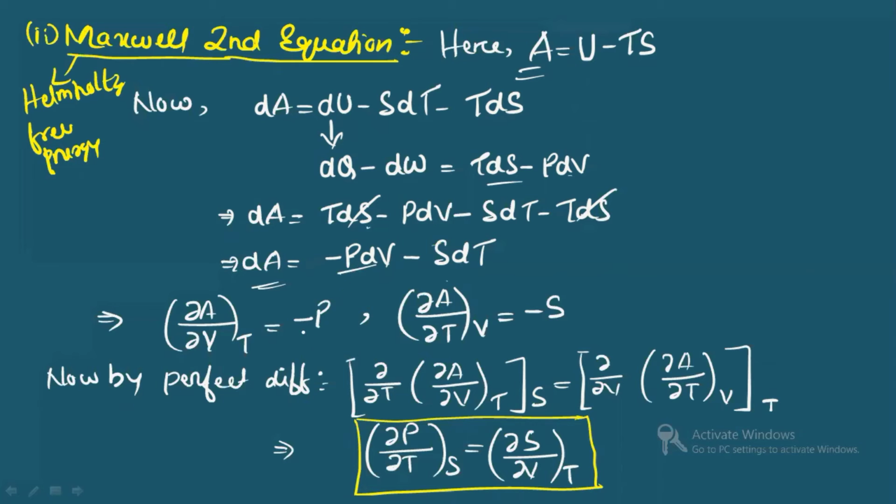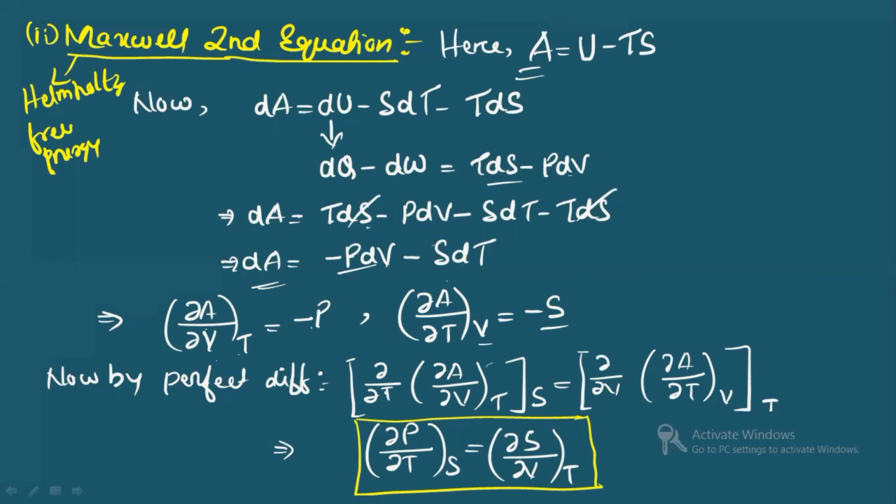So from here you can write minus P is equal to del A del V at constant temperature, and minus S is equal to what? Del A del T at constant volume. Now again, using the property of the perfect differential, you can write what? Taking the differentiation del V of A at constant temperature, and then differentiating with respect to T at constant volume, doing the reverse on this side.